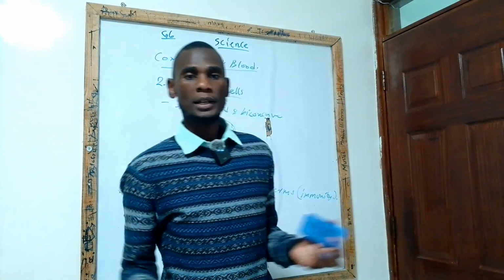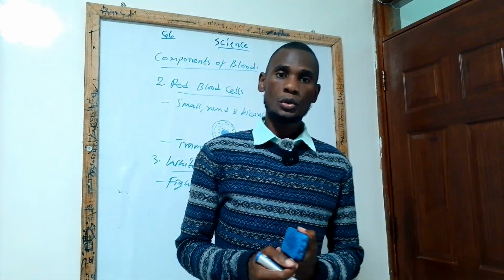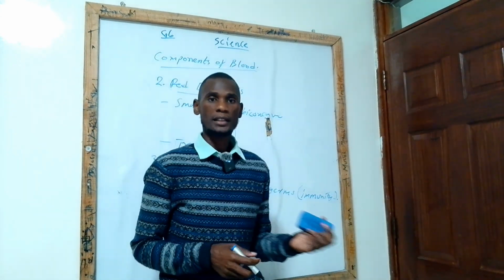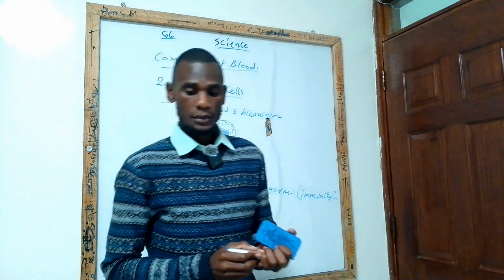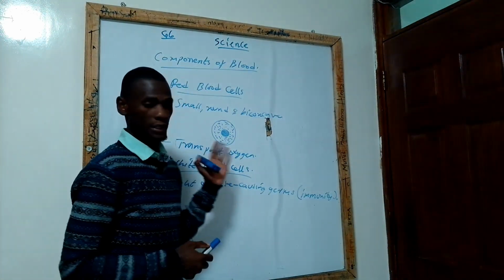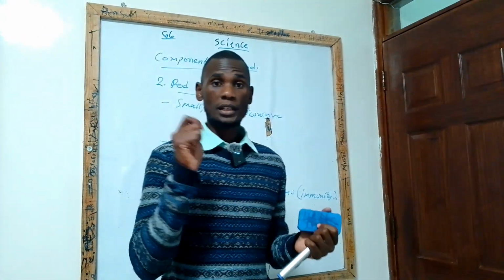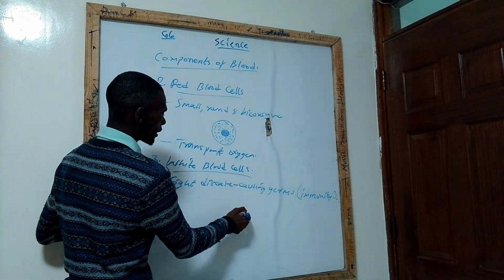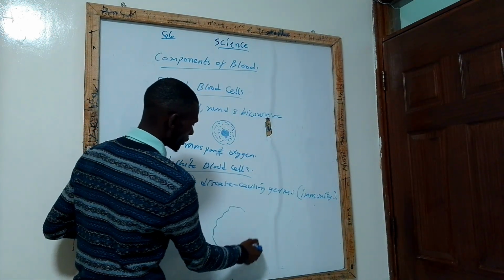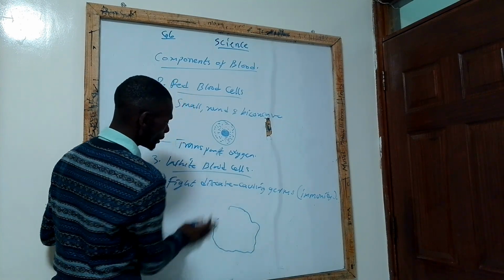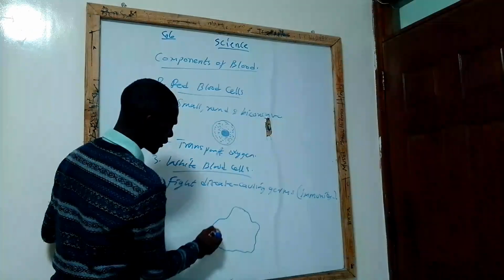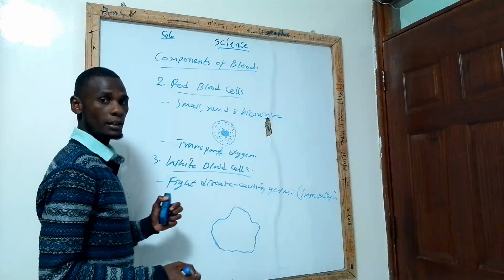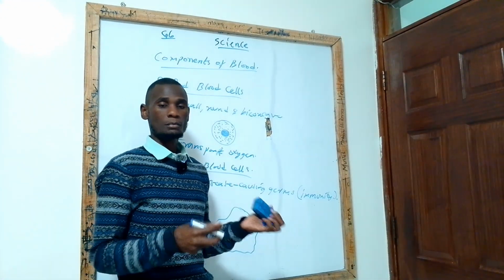So the more white blood cells you have, the more your body is strong enough to fight the disease-causing germs. Now, the difference between the white blood cells and the red blood cells, especially in terms of diagram, when they are drawn: the white blood cells are shapeless. They are irregular in shape. They don't have a specific shape.